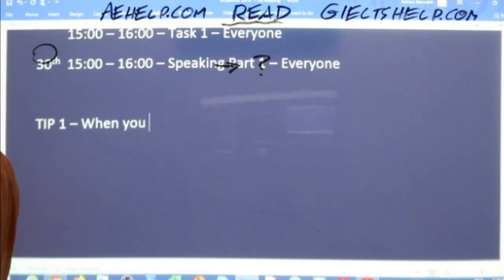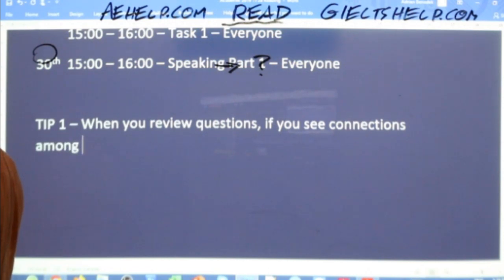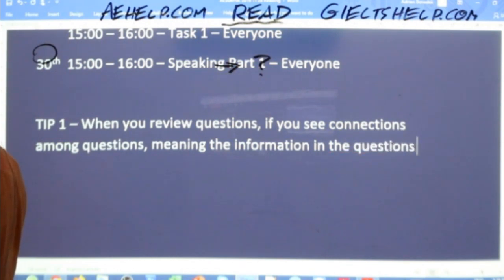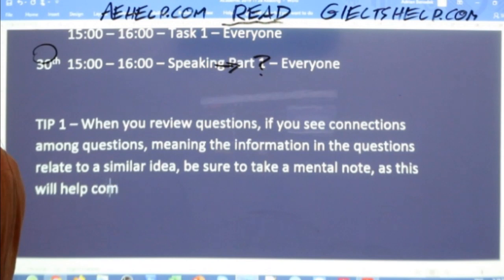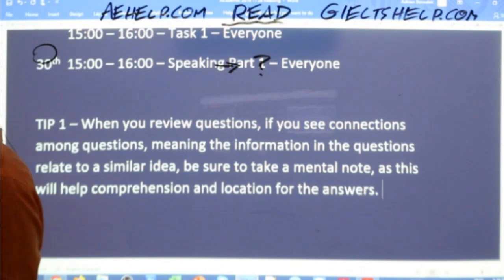When you review questions, if you see connections among questions, meaning the information in the questions relate to a similar idea, be sure to take a mental note, as this will help comprehension and location for the answers. All right? Keep that tip in mind.